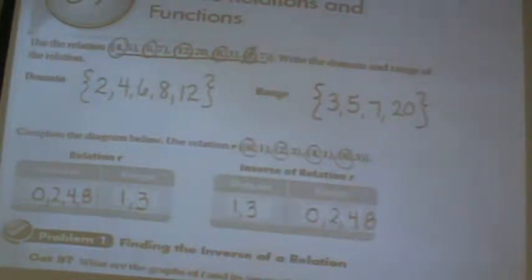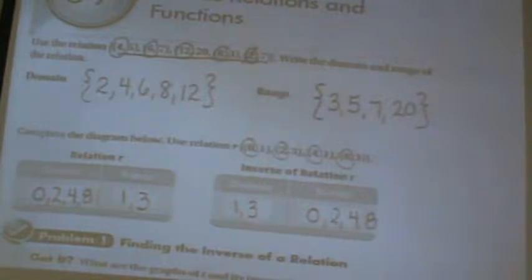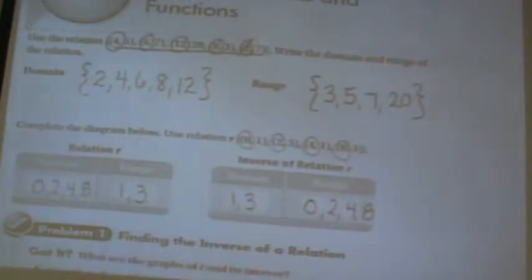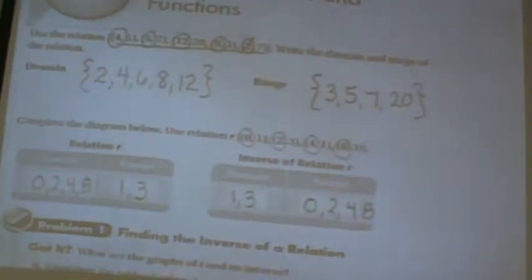Yesterday we started 6.7, which is inverse relations and functions. Yesterday you learned what the difference was between opposite, reciprocal, and inverse. Let's just revisit that for a minute. What's the difference between opposite and reciprocal?